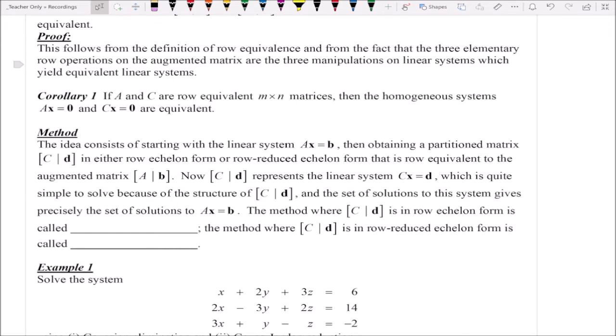The method in which C augmented with D is in row echelon form is called Gaussian elimination. The method where C augmented with D is in row reduced echelon form is called Gauss-Jordan reduction.